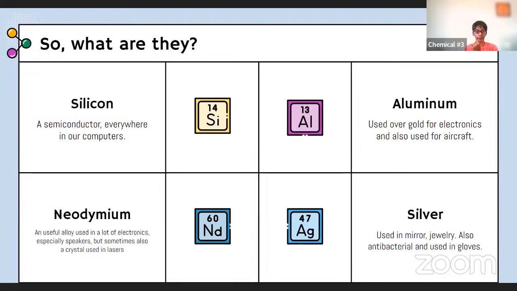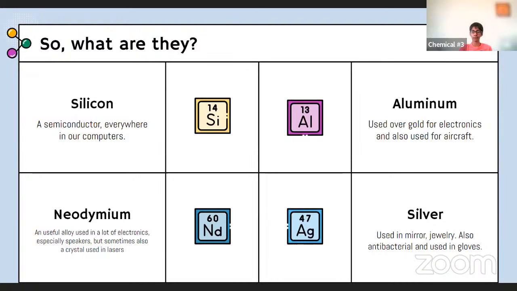Next, we have neodymium. It's a very useful alloy used in a lot of electronics, and it's known a lot for its magnetic properties, and it's an alloy of two materials that you might not have heard of. Next, we have aluminum.